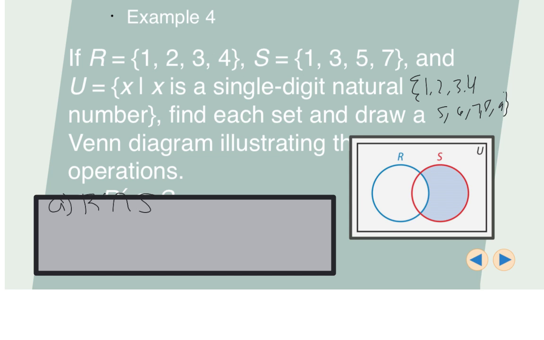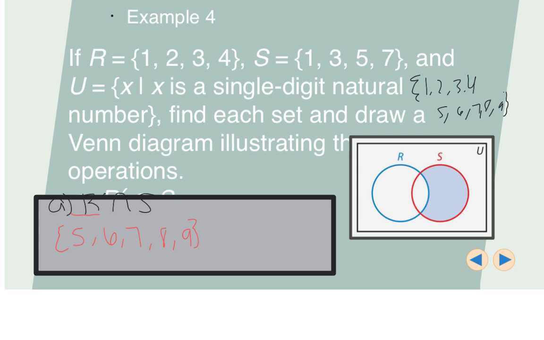So A is the complement of R intersects with S. Because we have no idea what the complement of R actually is, let's write that underneath, just so we know how to find the intersect of S. The complement of R is all the numbers that do not include R, which will be, can't be 1, can't be 2, can't be 3, can't be 4. So it'd be 5, 6, 7, 8, and 9.